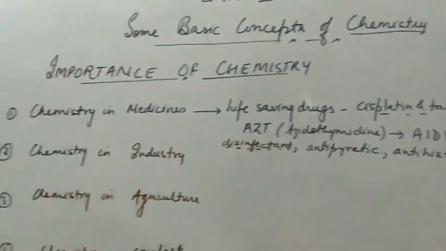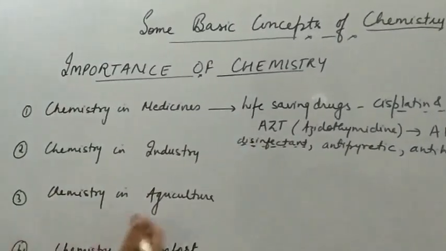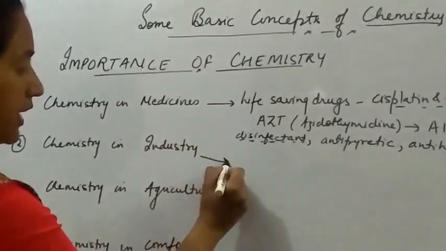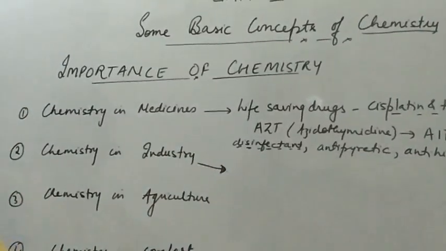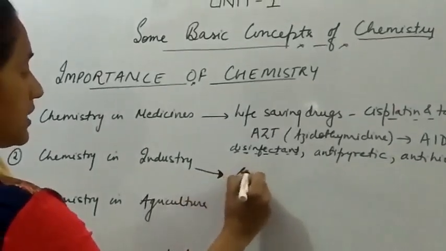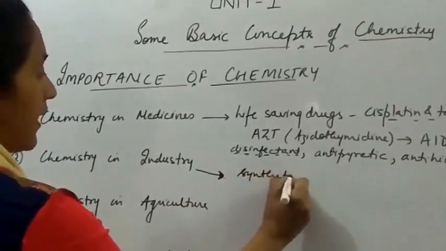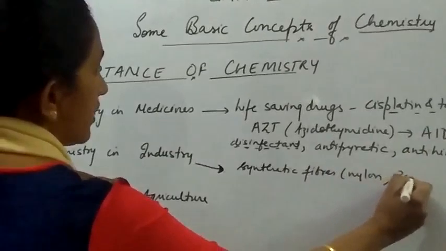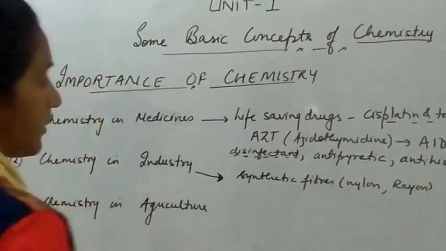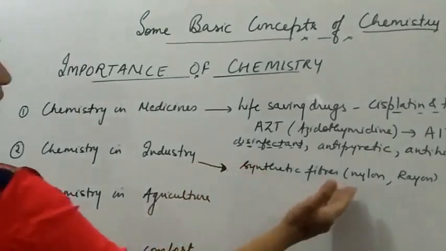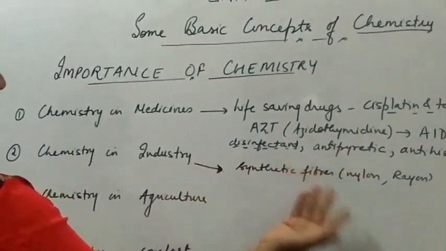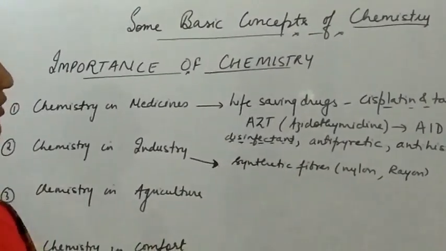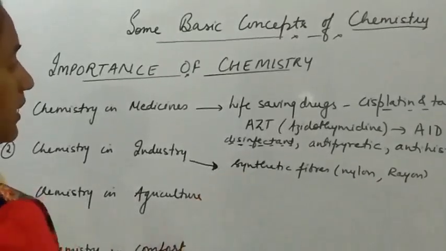Now next is chemistry in industries, right? The industries fulfill our daily needs and the needs of the economy of the country. So synthetic fibers like nylon, rayon, you must have heard about nylon and rayon. These are chemical compounds which have been synthesized, right? And they get used in daily lives.